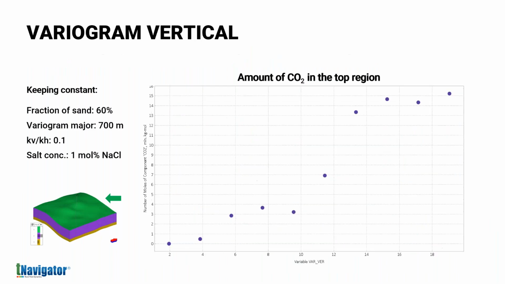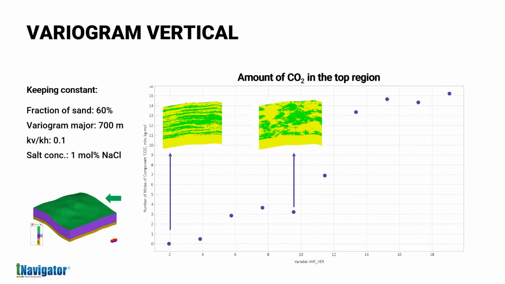Now looking at the vertical variogram range, here we've kept another base case of 60% sand and 700 meters lateral extent of the variogram, and KV/KH and salinity is the same. So here what we're doing is increasing the vertical variogram range, and starting from 2, where we have laterally extensive bedding of the 2 facies, and where we actually don't have any CO2 breakthrough in the top layer. And as we increase it, we of course have more and more CO2 breaking through.